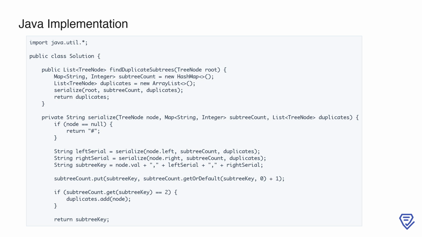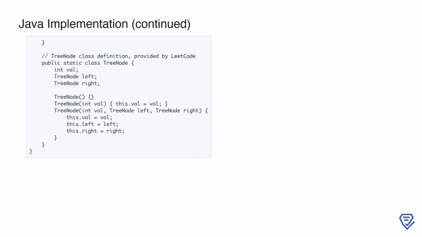the full tree's representation. The implementation concludes with the definition of the TreeNode class, which represents individual nodes in the binary tree. This class includes an integer val for the node's value, and references to the left and right child nodes. Several constructors are provided: a default constructor, a constructor that initializes the node with a value, and one that initializes the node with a value as well as its left and right children. This class is provided by LeetCode, so you won't need to define it yourself during practice.